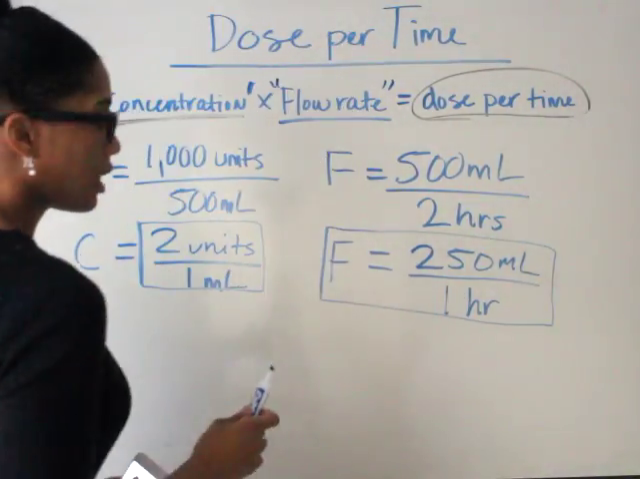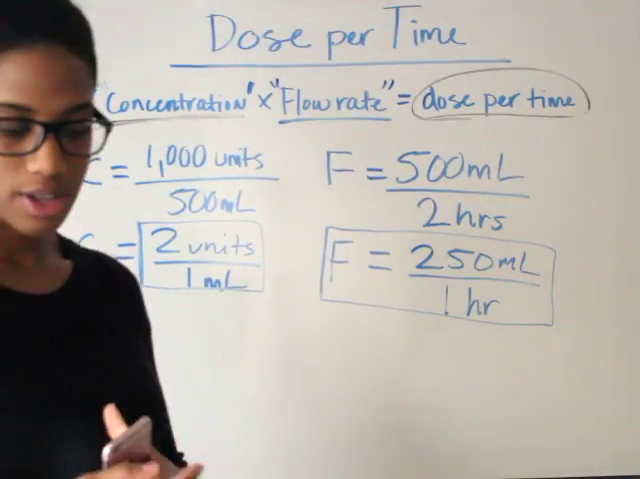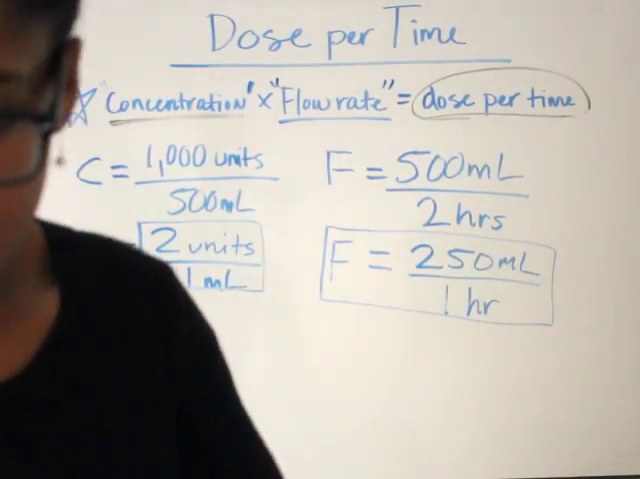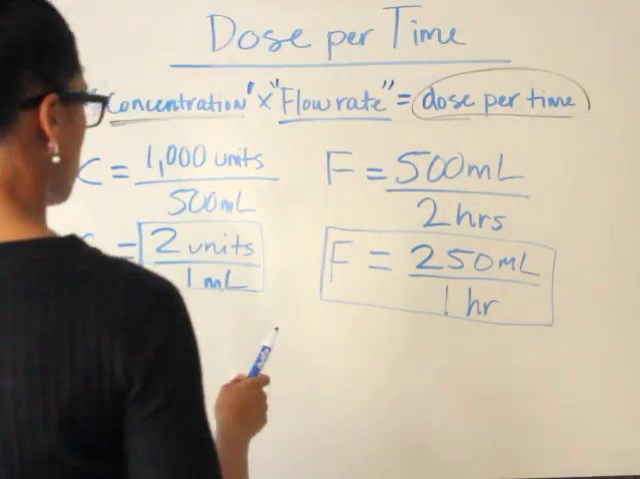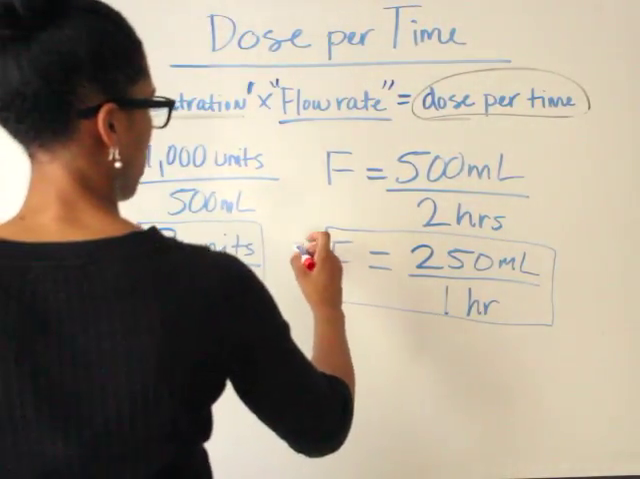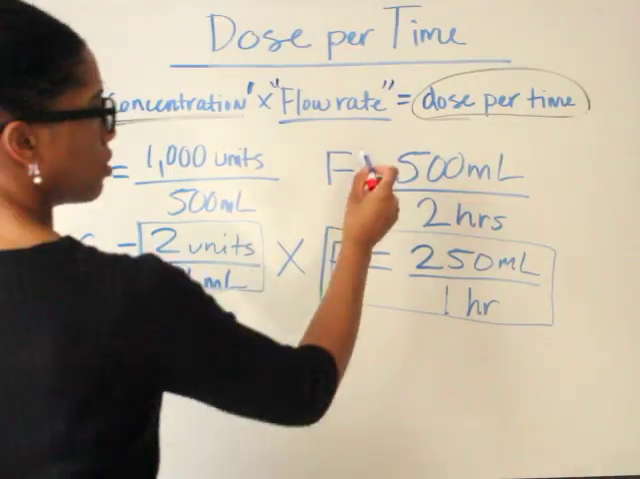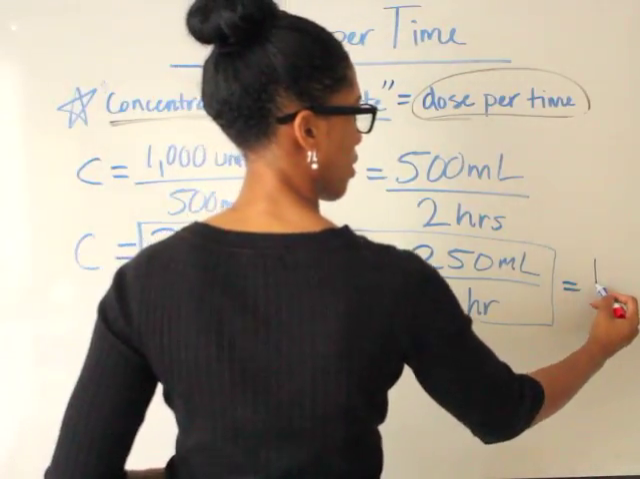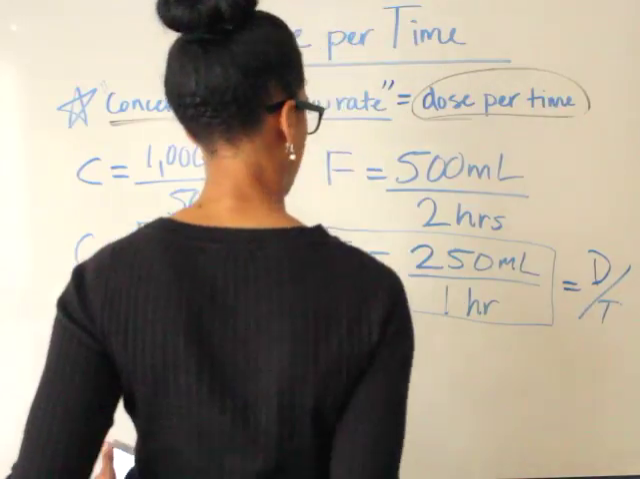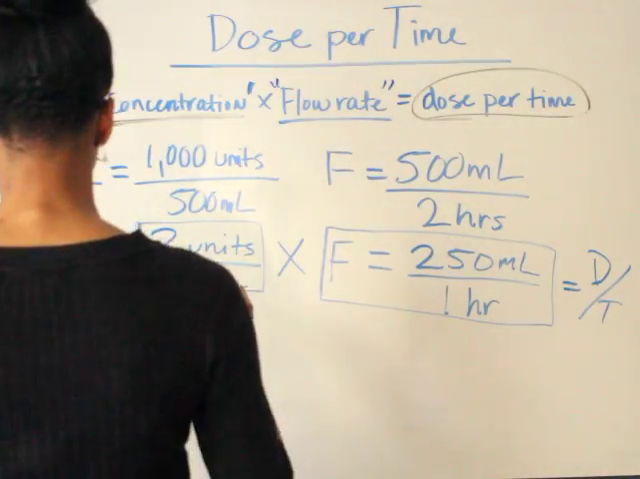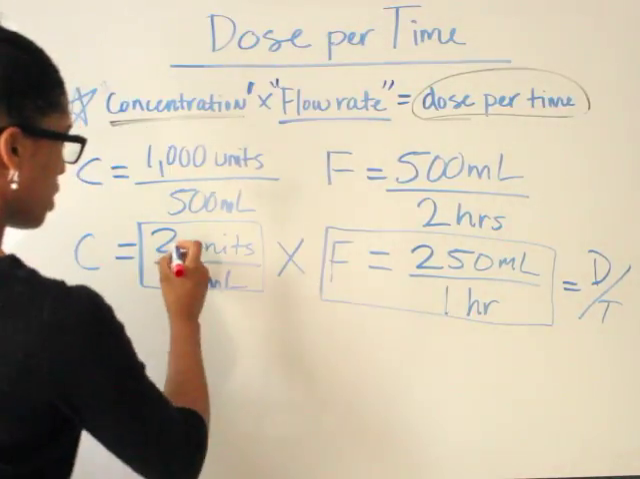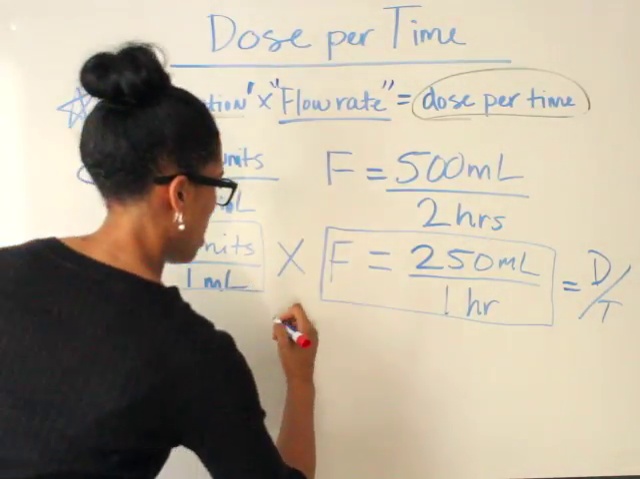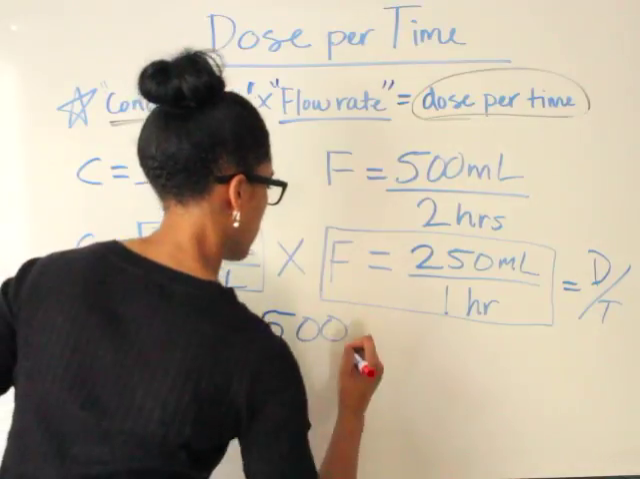Okay, so basically what we're going to do is use this color. We're going to multiply these two to get us our dose per time. Okay, and so when we do that, it comes out to be this. So 2 times 250, that's 500.